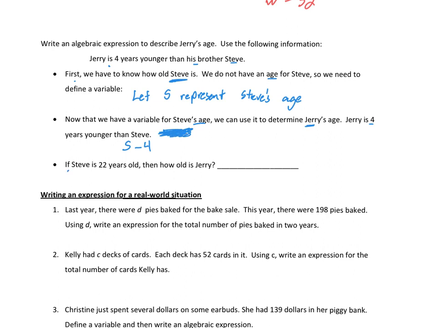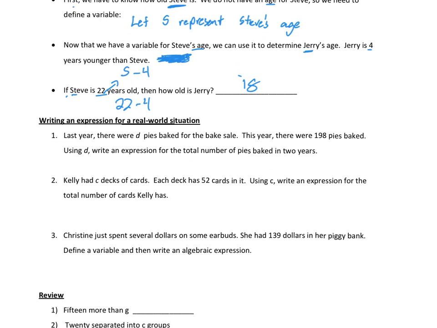So if Steve is 22 years old, then how old is Jerry? Well, if S equals 22, we can plug 22 in for our algebraic expression. That gives us 22 minus 4, so Jerry would be 18. Before we move on, we want to make sure that makes sense. So we can take that 18 and plug it in up here. Jerry is 4 years younger than his brother Steve. So if Jerry's 18, Steve's 22. Okay, that makes sense. Always, always, always do that step.